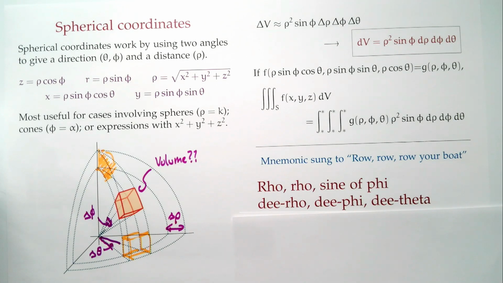Now, so those of you who haven't heard it, I'll demonstrate it first, and then we'll sing it together. Okay, so here we go. Just me this time. Rho, rho, sine of phi, d rho, d phi, d theta. All right, did you get that? Okay, are you ready to sing it together? Okay, that sounds like a yes. Ready? And rho, rho, sine of phi, d rho, d phi, d theta.